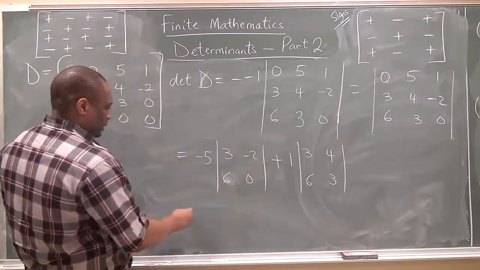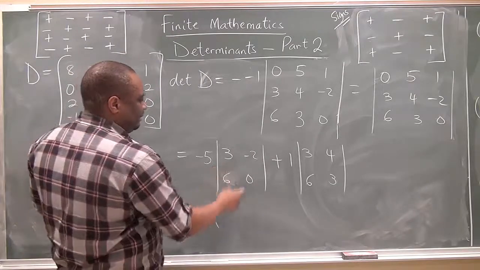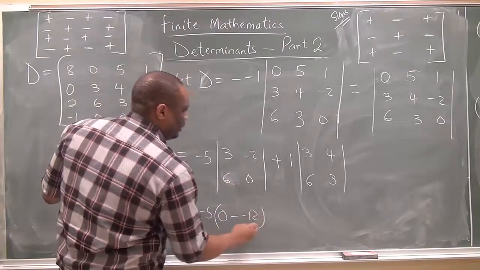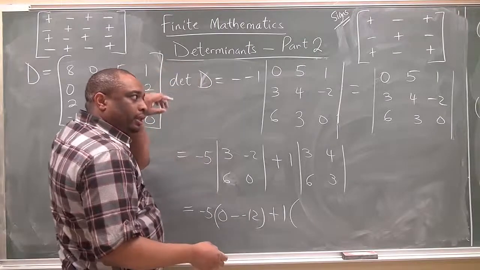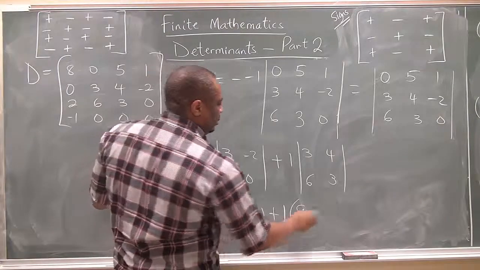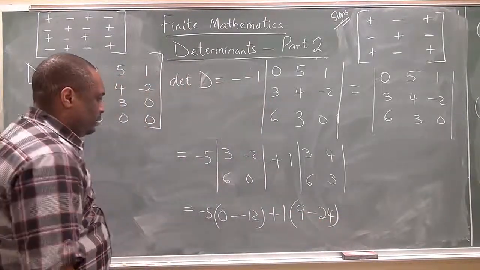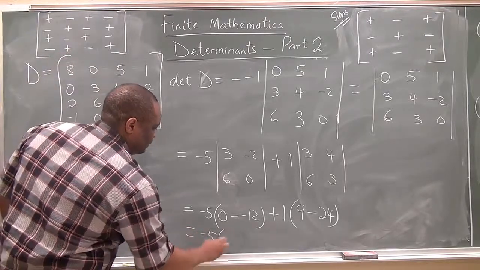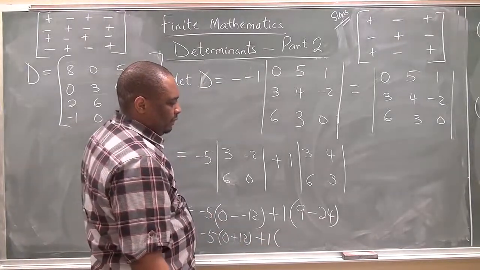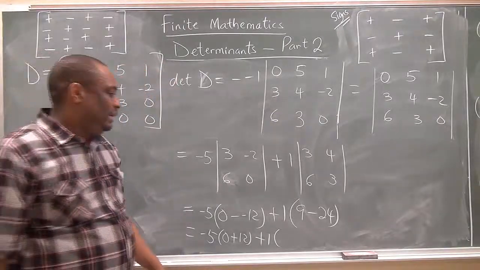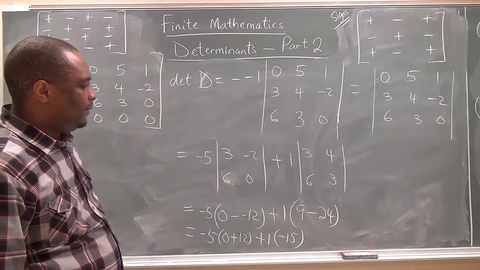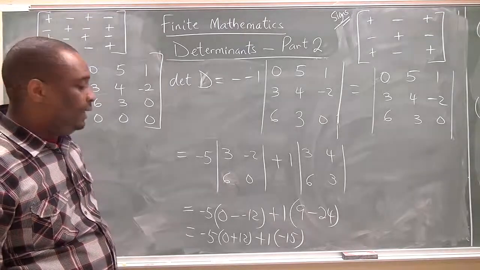3, 6, 4, 3, by column. So this will now be what? Negative 5, parenthesis, 3 times 0 is 0, minus 6 times negative 2 is negative 12, then plus 1, 3 times 3 is 9, minus 6 times 4 is 24. So this will now be negative 5 times 0 plus 12, plus 1 times 9 minus 24. 9 minus 24 is negative 15. Okay? Right? Comprende?